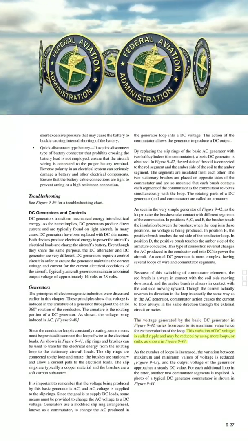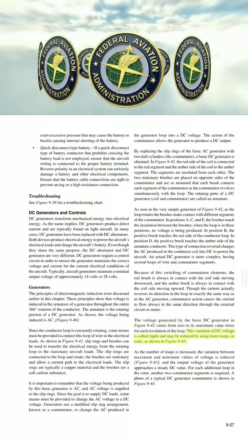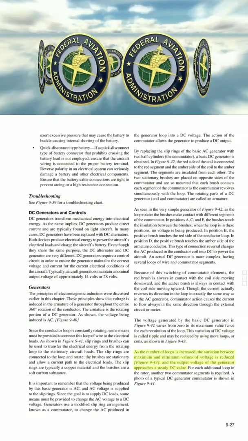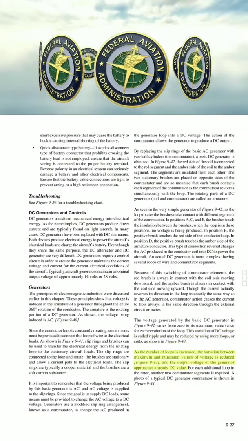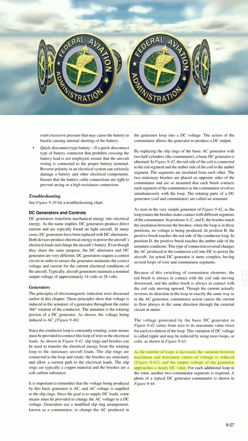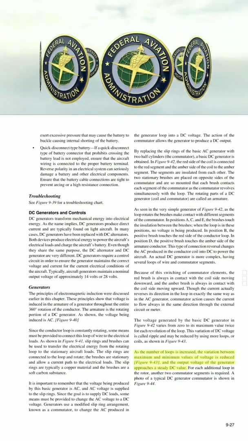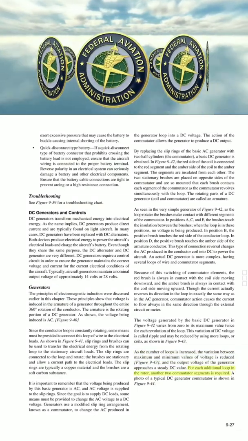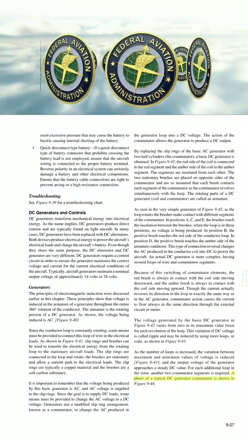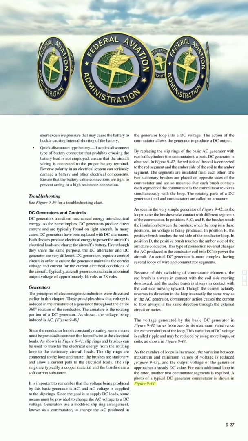This variation of DC voltage is called ripple and may be reduced by using more loops, or coils, as shown in figure 9-43. As the number of loops is increased, the variation between maximum and minimum values of voltage is reduced, and the output voltage of the generator approaches a steady DC value. For each additional loop in the rotor, another 2 commutator segments are required. A photo of a typical DC generator commutator is shown in figure 9-44.